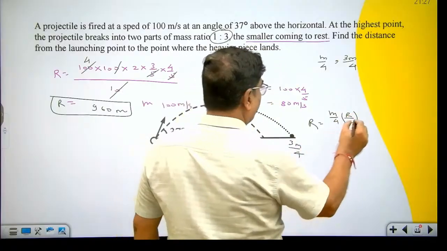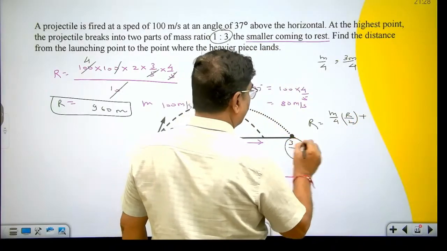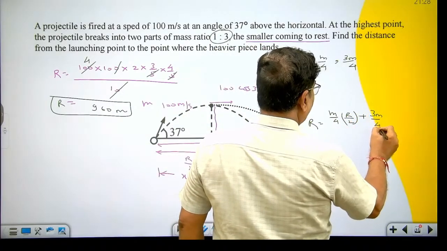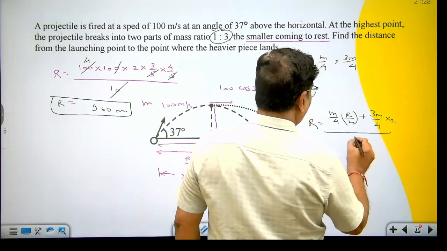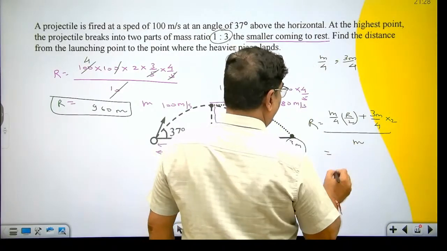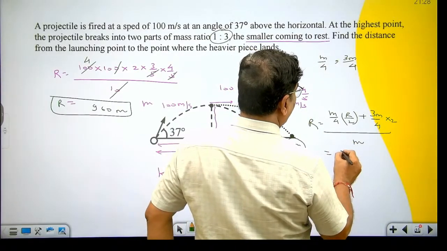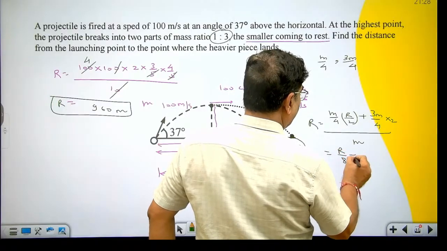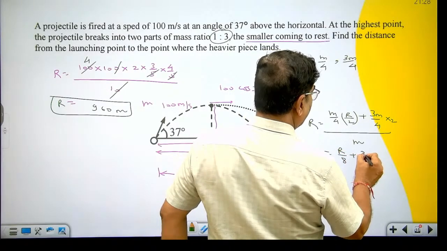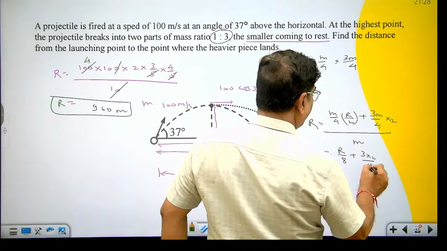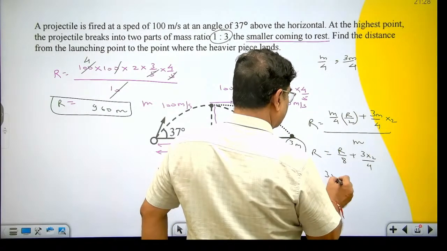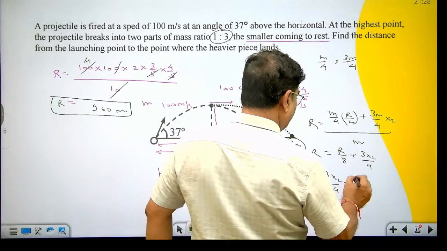x1 is what? r by 2 plus m2 x2. This is m2 x2. This we need to calculate. Divide by m1 plus m2, which means total m. So if we solve this equation, m will get cancelled. This is r by 8 and this is 3x2 upon 4. This is r. So dear student, 3x2 upon 4 equal to 7r by 8.